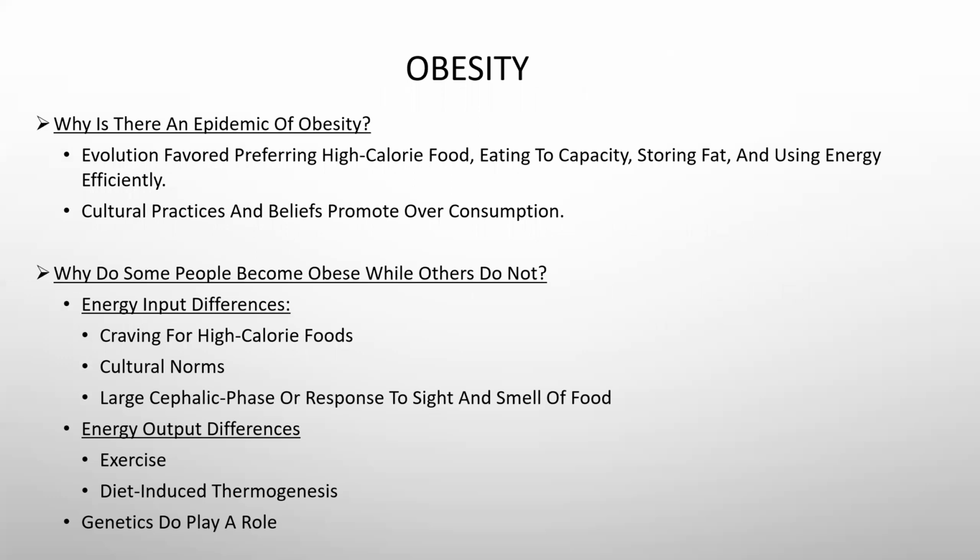All right. And why this? Because we've talked about homeostasis, we've talked about set points, and we've talked about the analogy of a thermostat. So why does obesity occur though? Because if the body is trying to bring back to homeostasis, why do people overeat? Okay. Evolution favored preferring high calorie foods, eating to capacity, storing fat, and using energy efficiently.